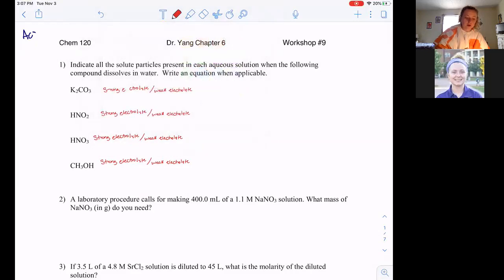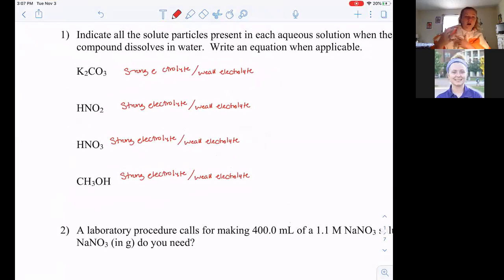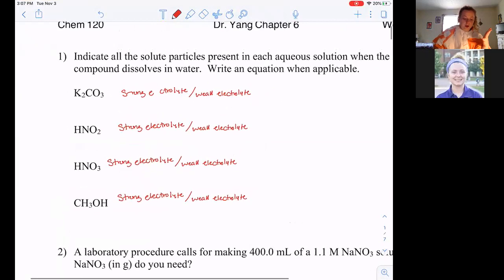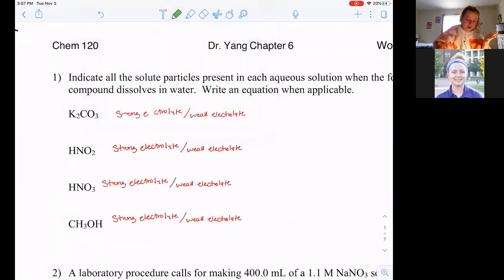Okay, so we're looking at all of these things, and we're looking to see if they're strong electrolytes or weak electrolytes, and if they can break apart. So we have to think about, what is a strong electrolyte? A strong electrolyte is a strong acid, strong base, or it's a salt. And then a weak one is just a weak acid and a weak base.